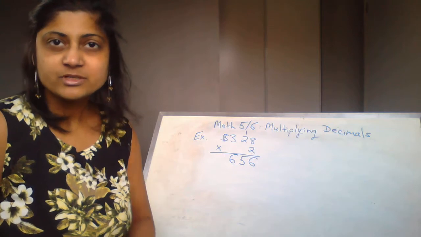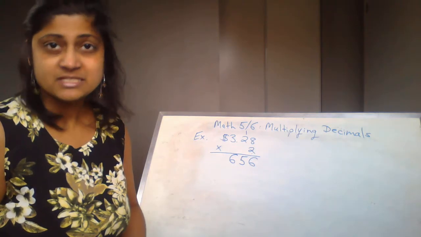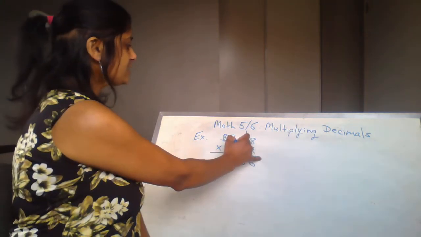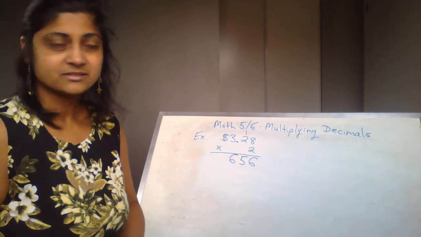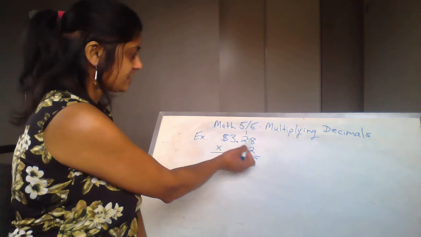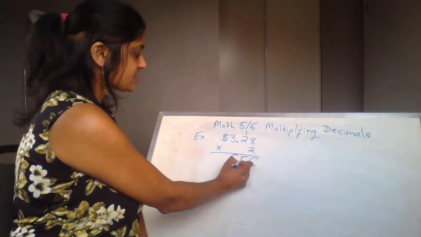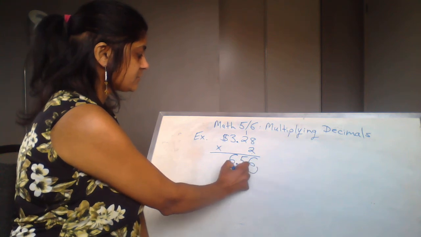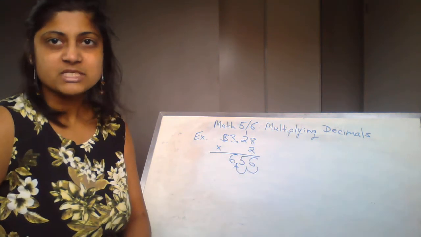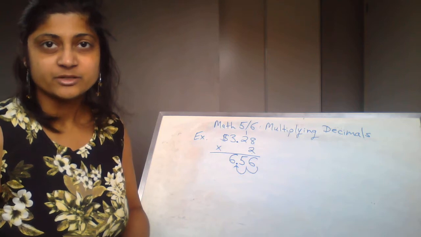Okay, so my answer here is not 656, okay? I'm looking at the decimal, so let's make it darker. So note where the decimal is in the question. There are 2 numbers after the decimal. So just like this, there should be 1 and 2. So basically 2 numbers after the decimal in your answer.